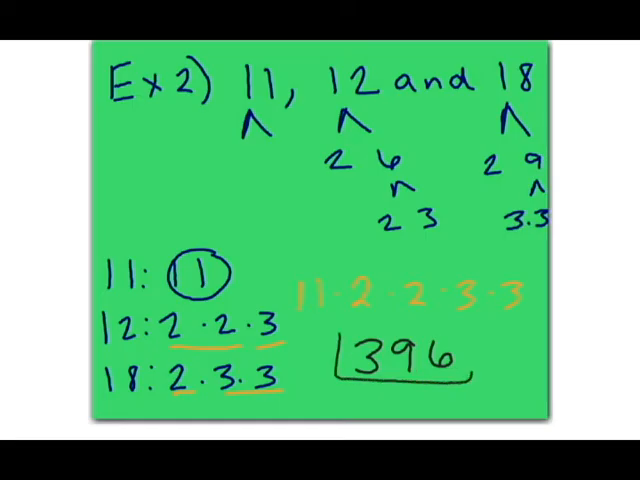396 is a number that 11 can be divided into, 12 can be divided into, and 18 can be divided into. It is a big number. Let's move on to the next example.